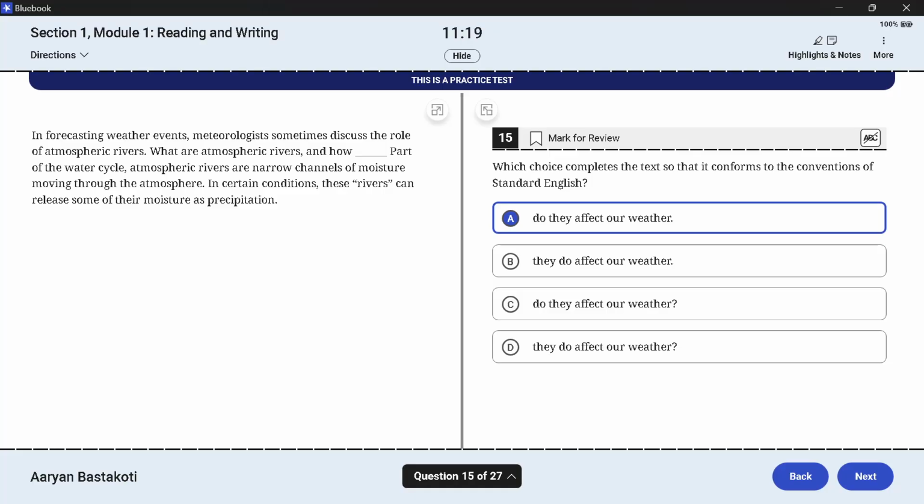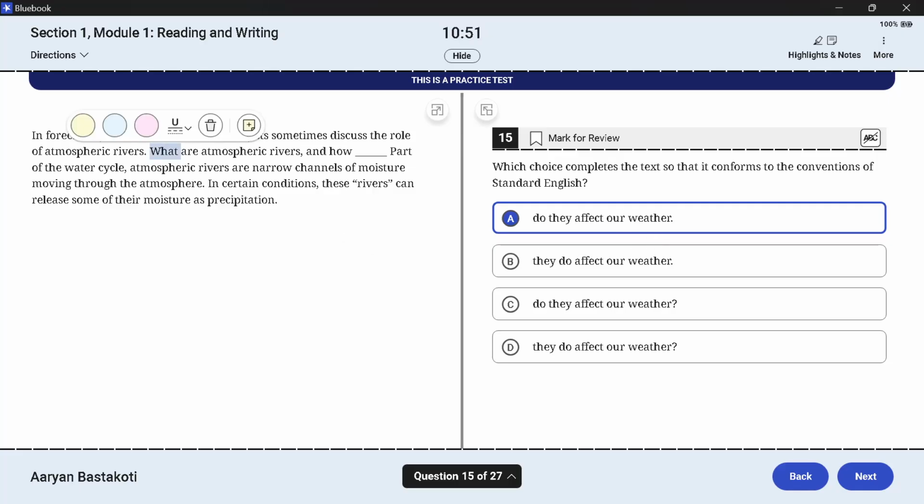Part of the water cycle, atmospheric rivers are narrow channels of moisture moving through the atmosphere. The question is whether we should use a full stop or a question mark, and whether it is "do they affect our weather" or "how they do affect our weather." "How they do affect our weather" does not seem to make sense. So it's "do they affect our weather?" And what are atmospheric rivers and how do they affect our weather?